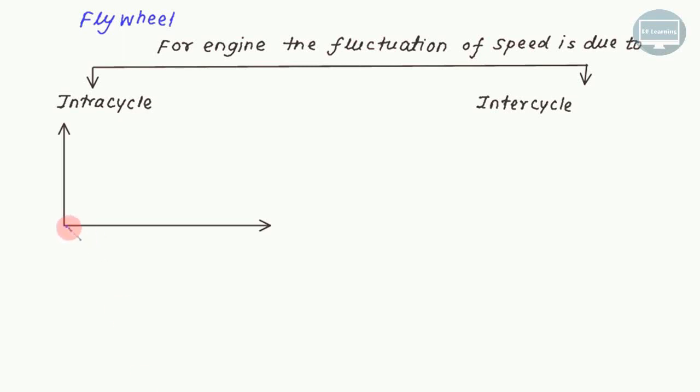Intra-cycle means you are executing a single stroke. So this one is your suction, this one is compression, this one is the power stroke, and this one is exhaust. So this is one complete cycle. Whatever fluctuation is caused during one complete cycle is called intra-cycle.